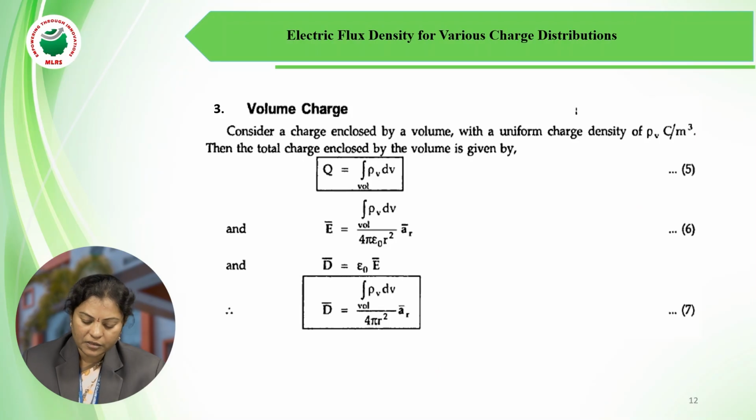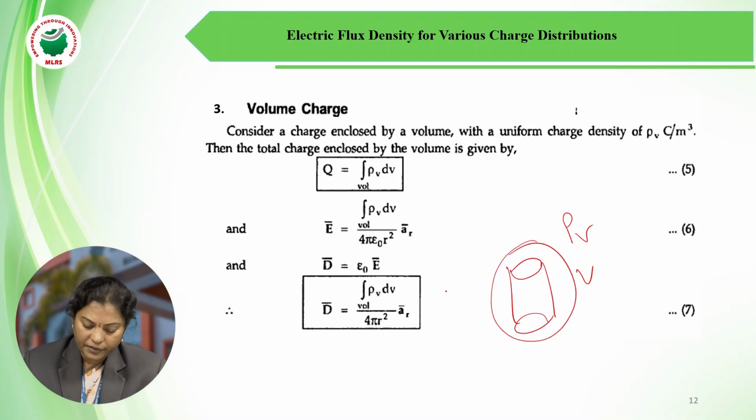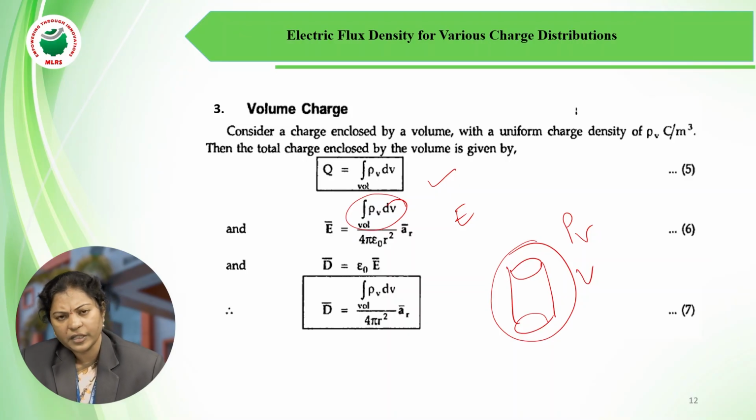For that I am considering some cylinder of volume V. It has uniform volume charge density as rho V. So the total charge enclosed by this volume is given by Q equal to volume integral of rho V into dV. As we know, electric field intensity is given by Q by 4 pi epsilon naught R square into AR. By substituting this Q value, we get E equal to volume integral of rho V dV by 4 pi epsilon naught R square into AR.